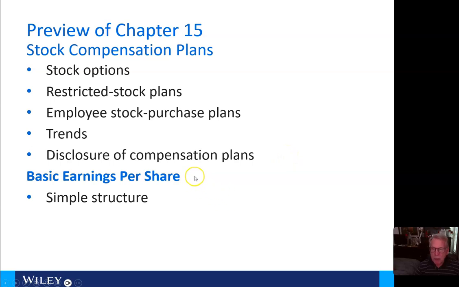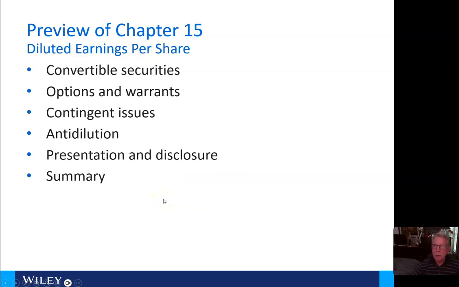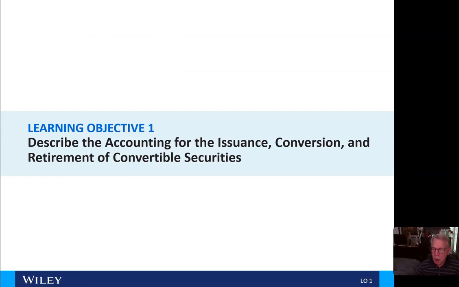plans. Our basic earnings per share, we're going to take a look at a simple structure. And then if we move into dilutive earnings per share, we have convertible securities, options and warrants, contingent issues, anti-dilution, and those will dilute our basic earnings per share. And then we will show how we present and disclose that, as well as a summary. All right, we'll get into the meat of the chapter here.